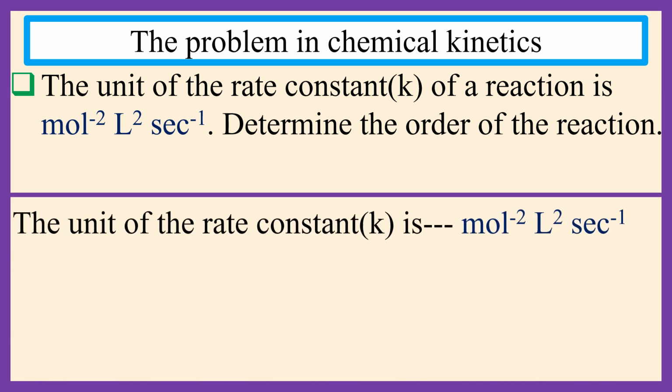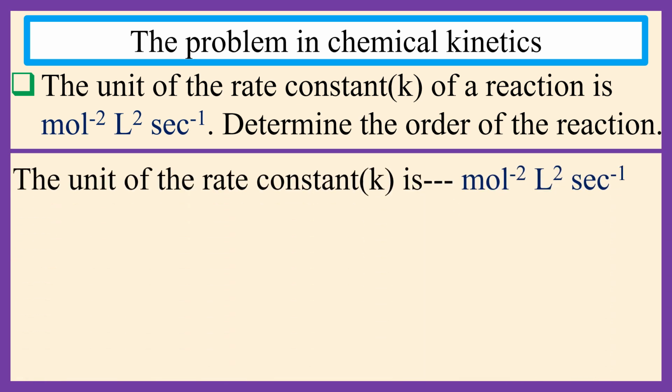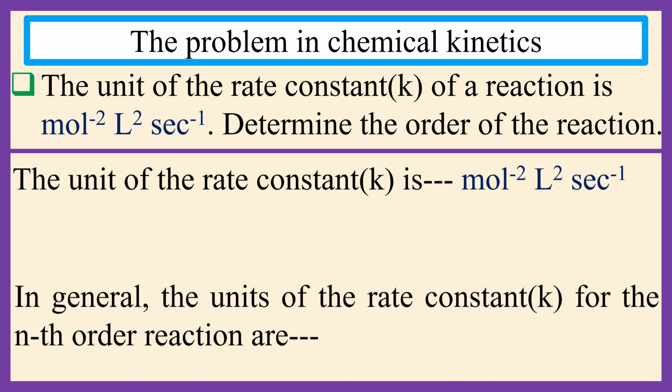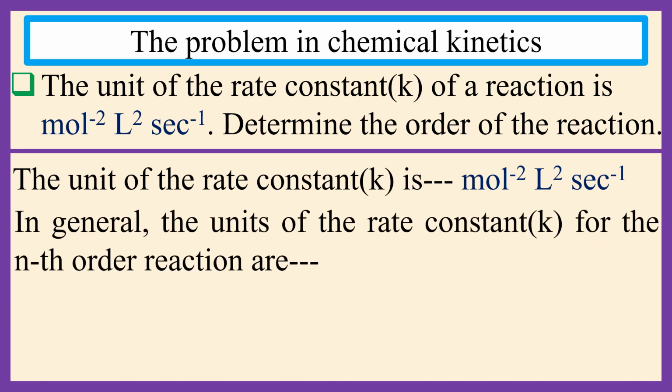Here given the unit of the rate constant is mole to the power minus 2, liter to the power 2, second to the power minus 1. In general, the units of the rate constant for the nth order reaction are mole to the power 1 minus n, liter to the power n minus 1, second to the power minus 1, where n is the order.